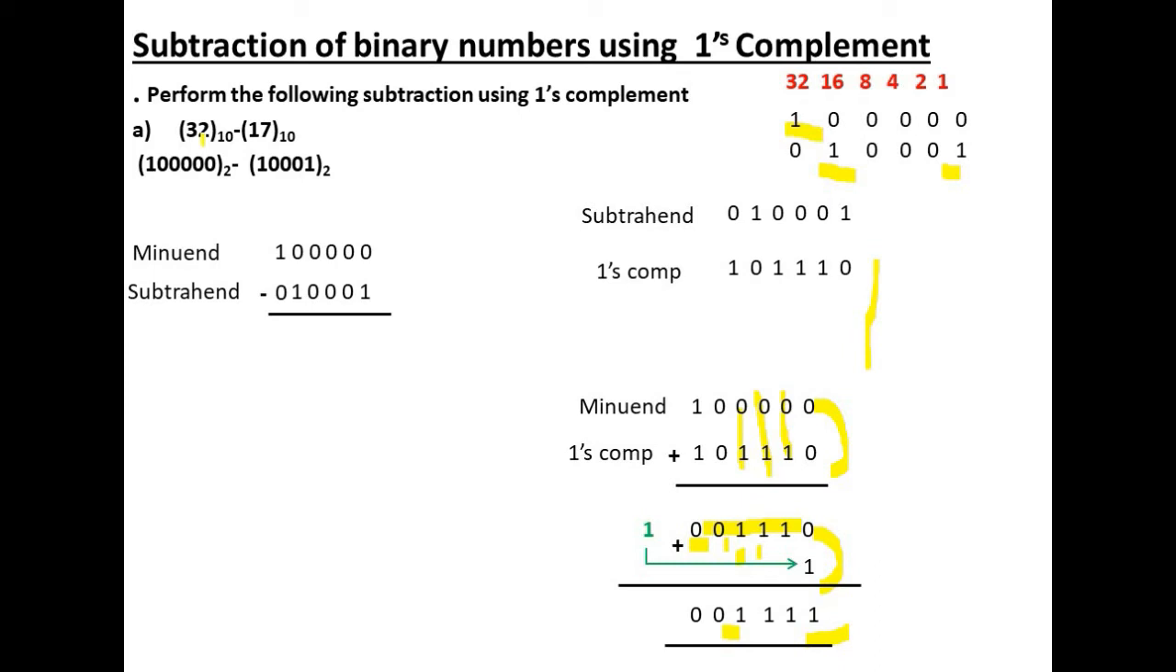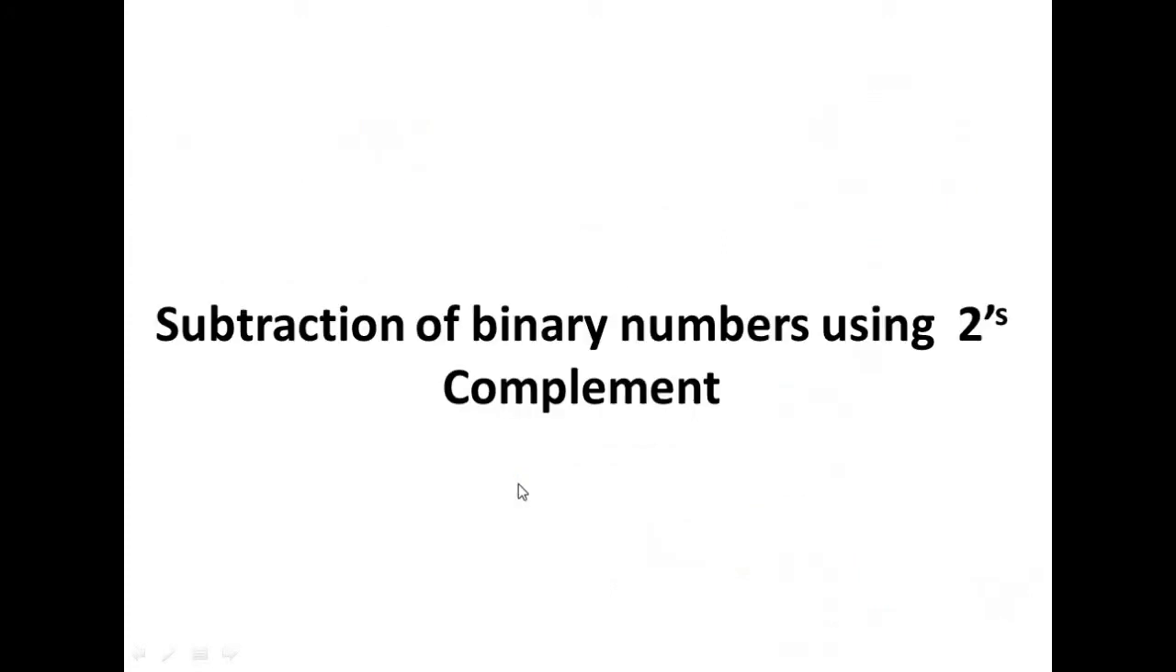Here 32 minus 17 should give 15, so we can check whether the result is equal to 15 or not. Using the sum of weighted method, the four digits are placed in the positions 8, 4, 2, 1. So the decimal equivalent of this binary number is 8 plus 4 plus 2 plus 1, which is equal to 15. So this is the correct answer.